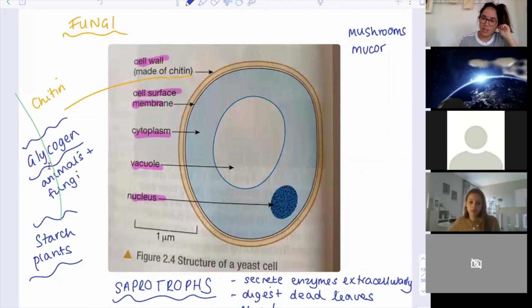It says extracellularly. That means that these enzymes are secreted outside of the fungal body.